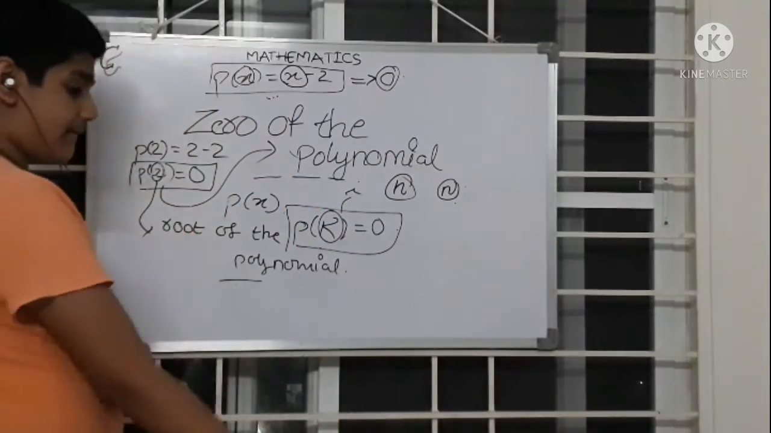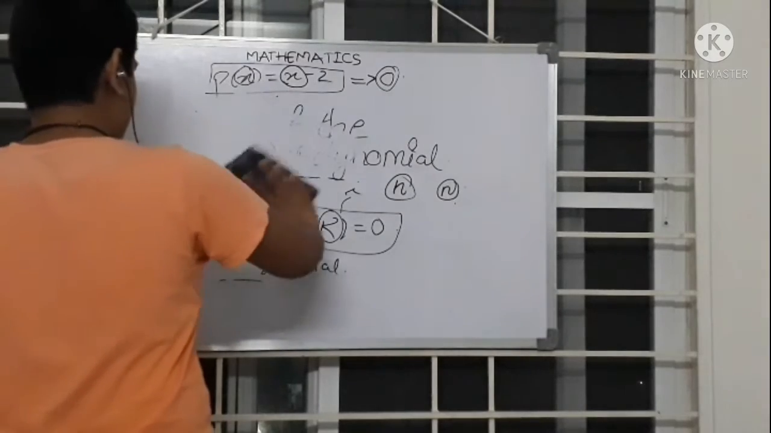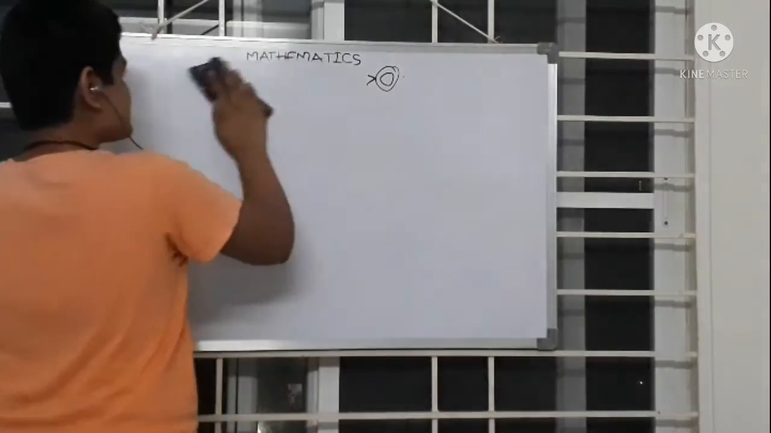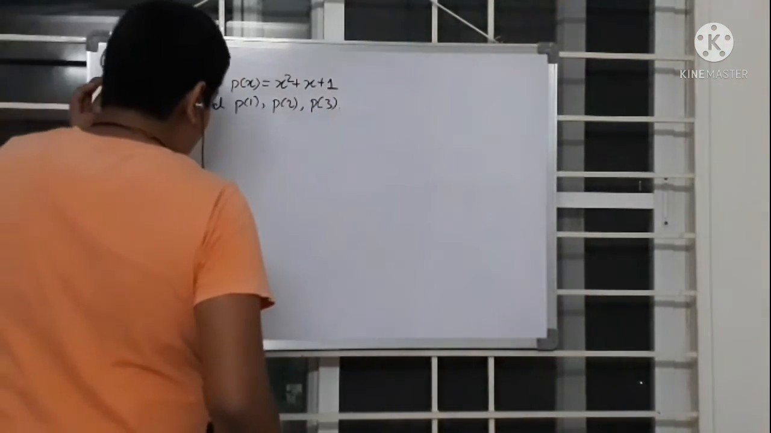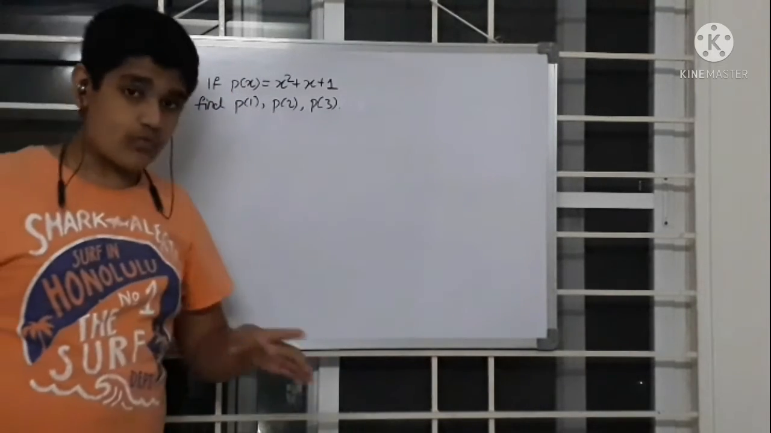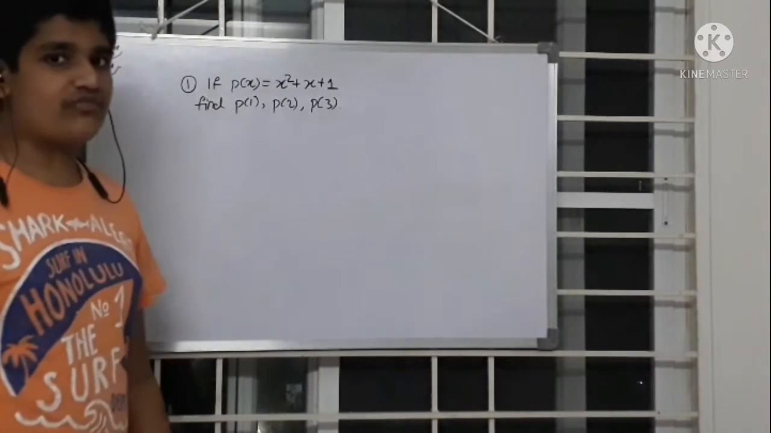So now let us have some examples for what we have said. Are these two concepts clear? Yes. Okay. So now let us have some examples on the board. This is the question based on the value of the polynomial. They have given one polynomial p of x equals x square plus x plus 1, and they are saying to find p of 1, p of 2, p of 3, the value of the polynomial.